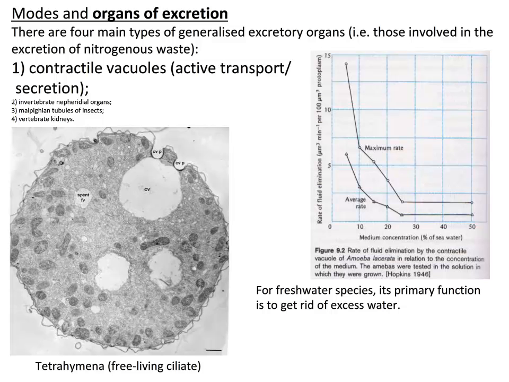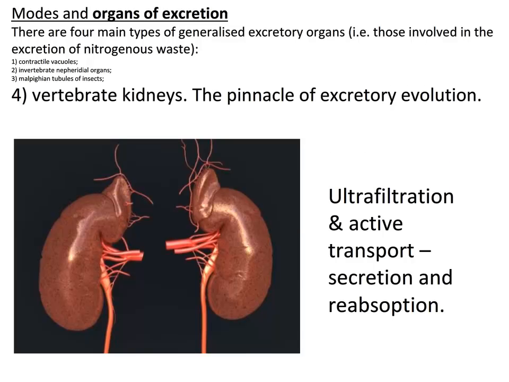Now, if you look at the graph on the right hand side, what you can see is that as we decrease the salinity of water, the rate of vacuole pumping goes up quite considerably, and this indicates that for a lot of freshwater species, contractile vacuoles may be getting rid of waste metabolites, but their primary function is to get rid of excess water. So the contractile vacuoles there are working for osmoregulation, which we'll talk about in next week's lecture. Alright, we're going to jump now from contractile vacuoles.